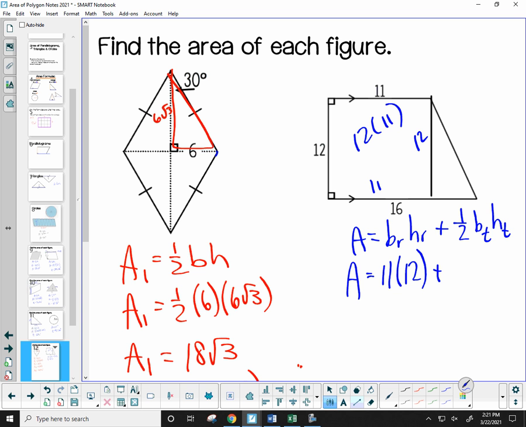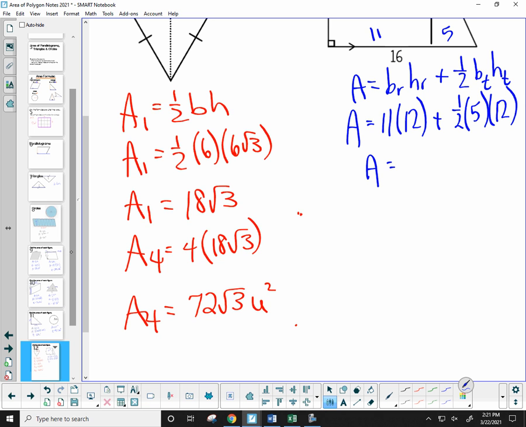Now think about my triangle. If this whole side along the bottom of my trapezoid is 16, this little portion here has to be 5. So I have 1/2. The base of my triangle is 5. The height of my triangle is 12. All right, so let's clean that up. 11 times 12 gives me 132. Half of 60 is going to be 30. If I add that together, I have 162. So 162 square units.